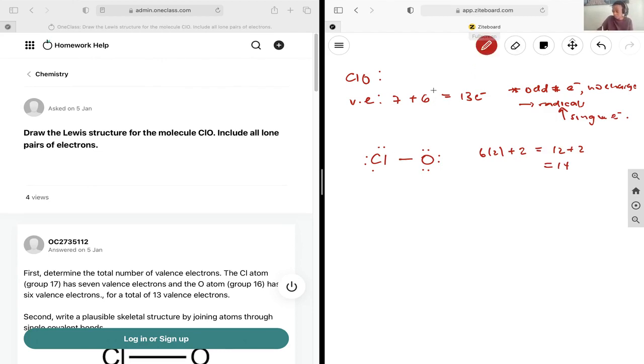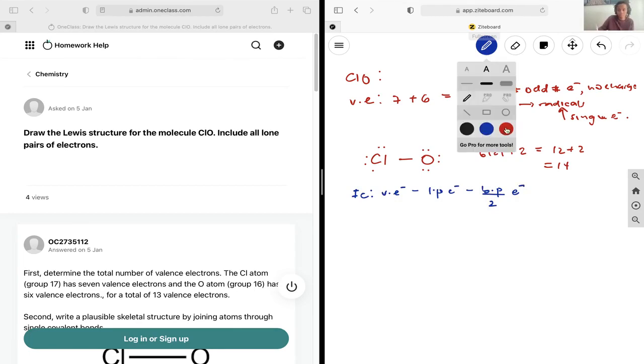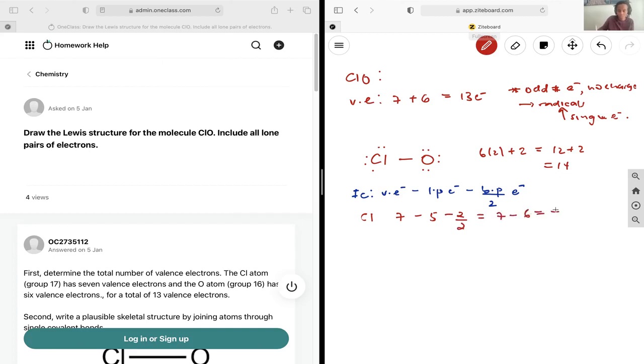And then let's go about checking our formal charges. So we can just write down the formula: valence electrons minus the lone pair of electrons minus the bonding electrons over 2. And so for chlorine, that is going to be 7 minus, it has 5 lone pairs of electrons, minus 2 over 2. That's going to be 7 minus 6, which is going to give us positive 1. Let's check on the oxygen. It is going to give us 6 minus 2 over 2. That's just going to give us 0 minus 1, and that's going to be a negative 1 charge.